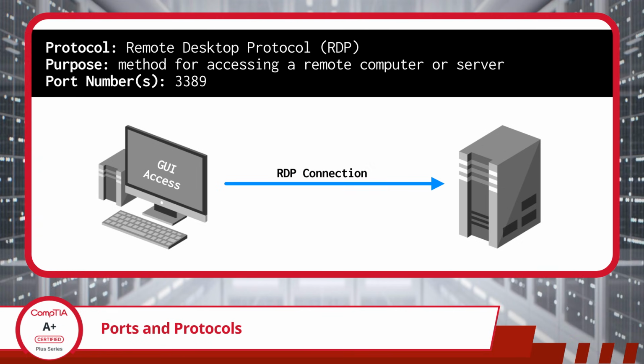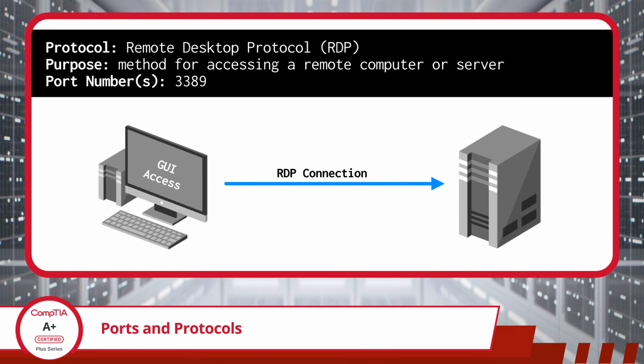And for our last protocol, we have RDP, or Remote Desktop Protocol. This is another method used for accessing remote computers or servers, much like SSH and Telnet. It allows users to remotely log into another computer over a network connection. However, RDP stands out by providing a graphical user interface or GUI for the remote connection instead of a CLI-only option. This means that users can see and interact with the desktop environment of the remote computer as if they were sitting right in front of it.